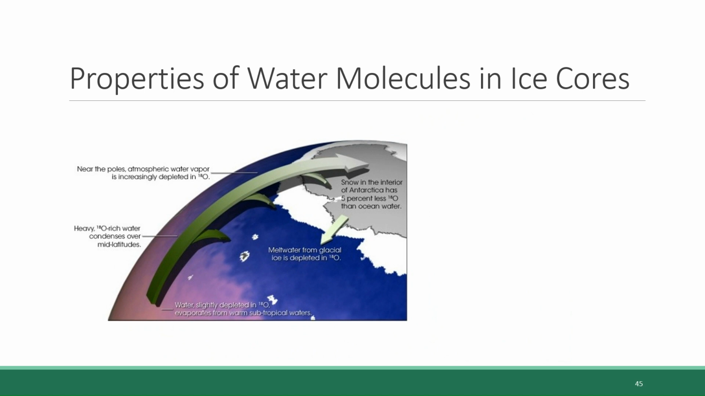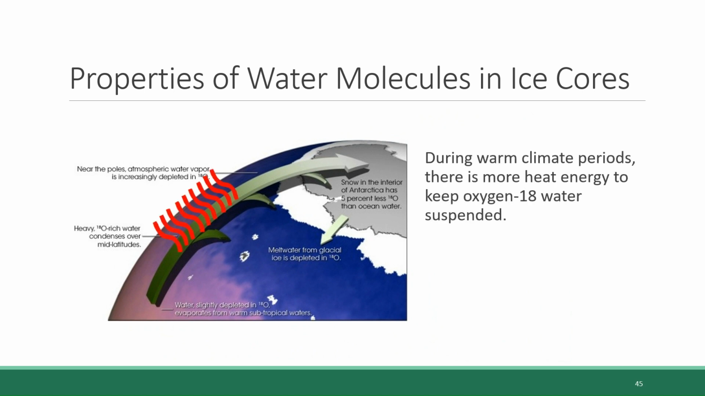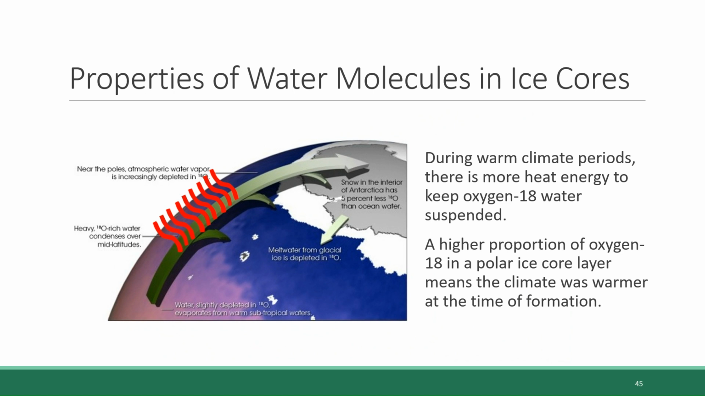During warm climate periods, there is more heat energy in the atmosphere, and this helps keep the heavier oxygen 18 water suspended. During cold climate periods without the extra heat energy, the oxygen 18 is more likely to drop out as rain in the mid latitudes. This means that when you're looking at a specific layer in a polar ice core that corresponds to a specific time period, and you see a higher proportion of oxygen 18, this means the climate must have been warming during the period when that layer of ice formed. When you see less oxygen 18 in the water, then the climate must have been cooler.